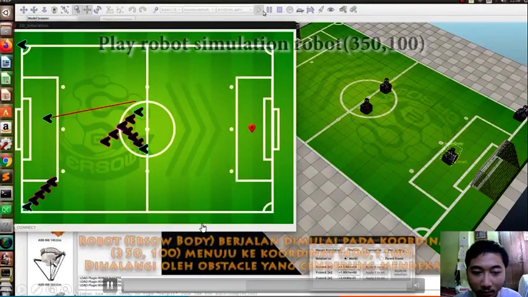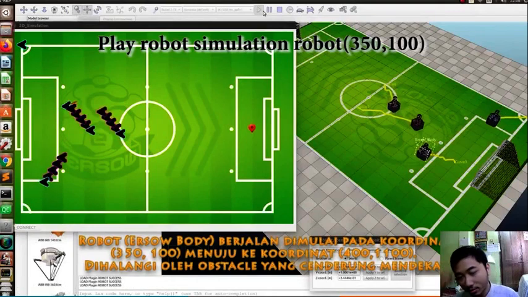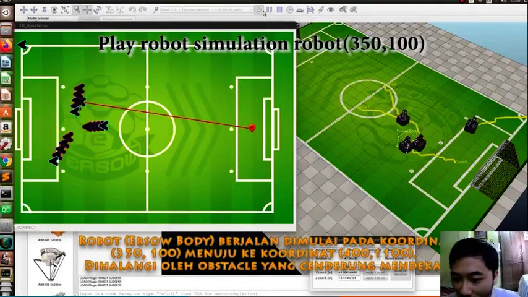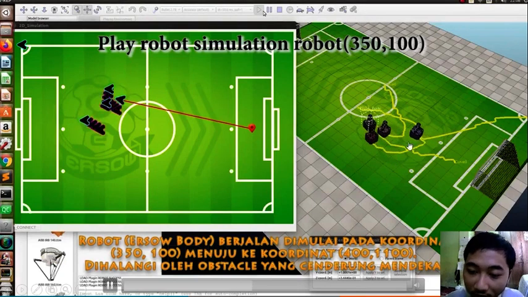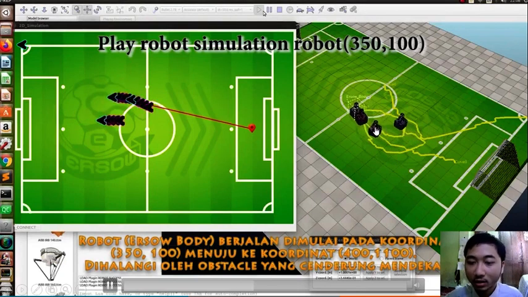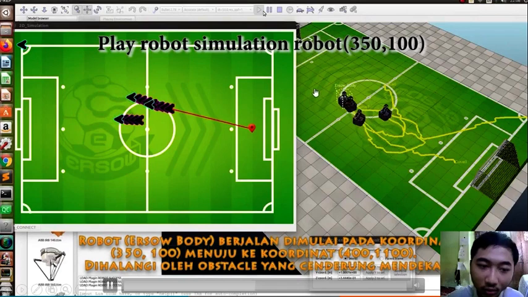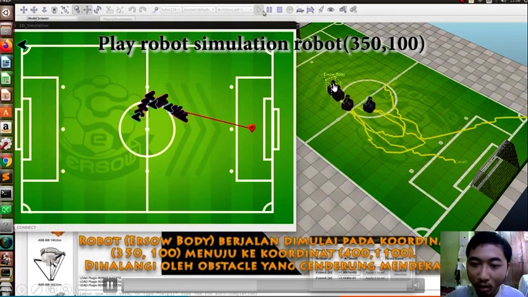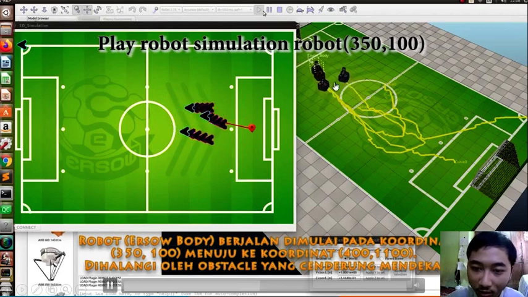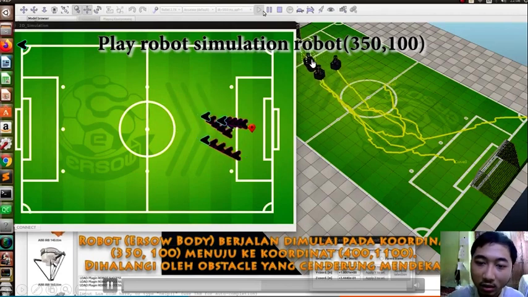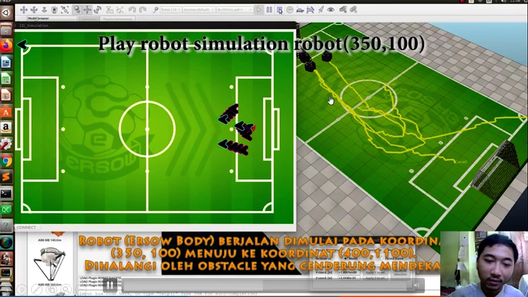This is the playing robot simulation. We have the coordinate 350 and 100 as the initial position in here. The robot is chased by 3 other objects that want to catch the ball from this robot. So the opponent robot is following this robot.